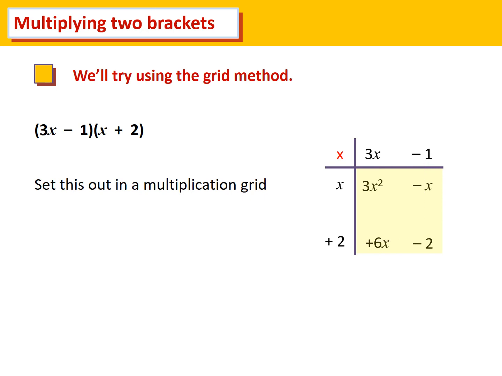So we put the 4 terms together. We have 3x squared. Just be careful with the x term. We're adding 6x and we're subtracting x. So adding 6x and subtracting x is the same as adding 5x. And finally, we've got subtract 2. So 3x subtract 1 in brackets multiplied by x plus 2 in brackets gives us 3x squared plus 5x subtract 2.